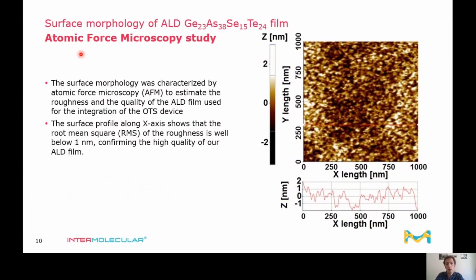We also studied the morphology through atomic force microscopy. We studied the morphology of our OTS film, and we were able to calculate the roughness, especially going along the x-axis. We can see the root mean square of the roughness well below 1 nanometer, confirming the very high quality of our ALD film.